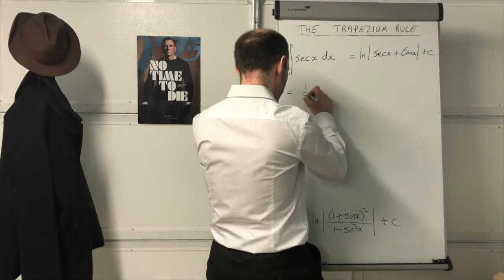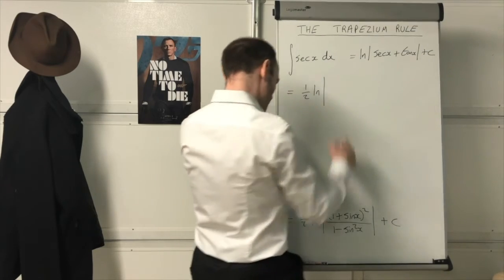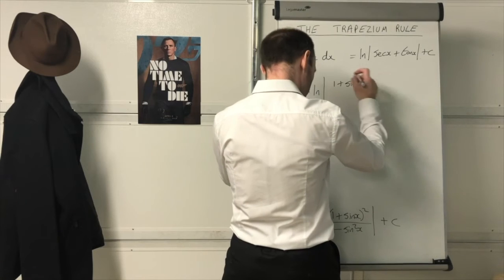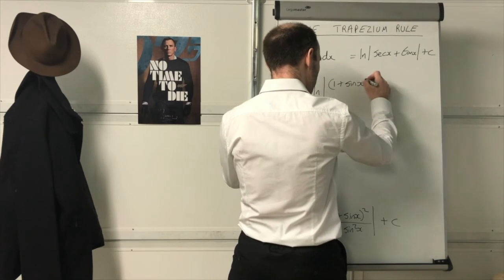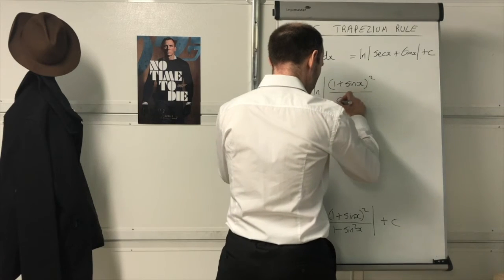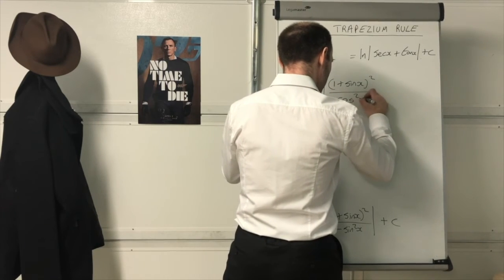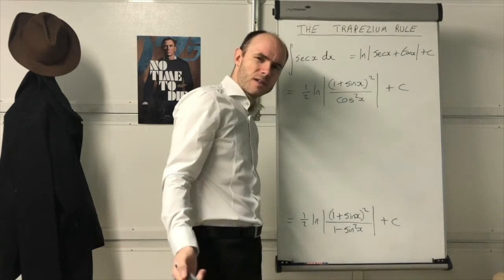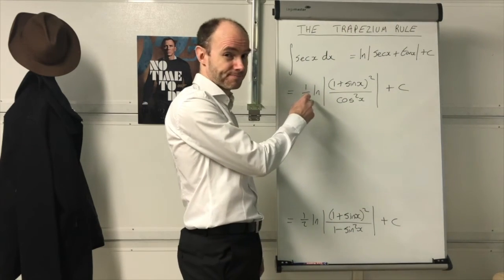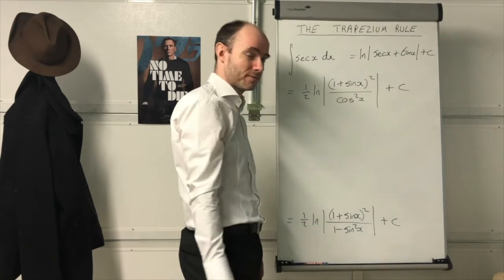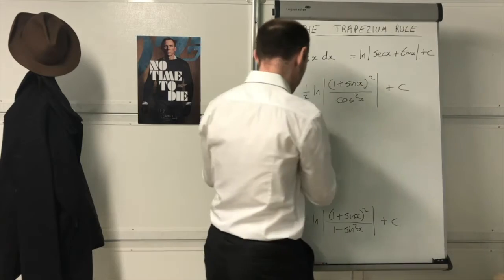Stop butchering them. So, there we go. Half natural log of, no, I'm going to keep the 1 plus sine x, all squared. And how else could we write 1 minus sine squared x? Indeed, we can write it as cos squared x. Can you see where this is going now? Remember that question I asked earlier? How are we going to get rid of the half? Use the power rule.